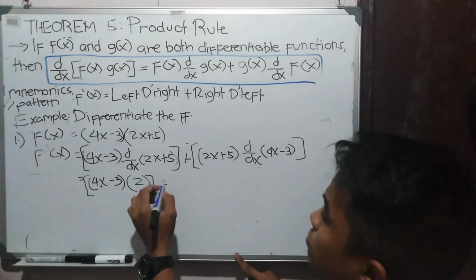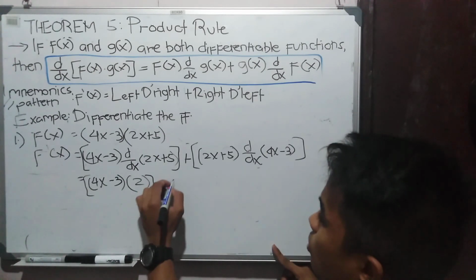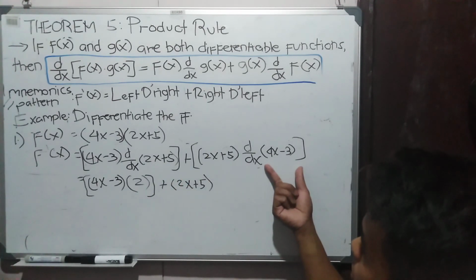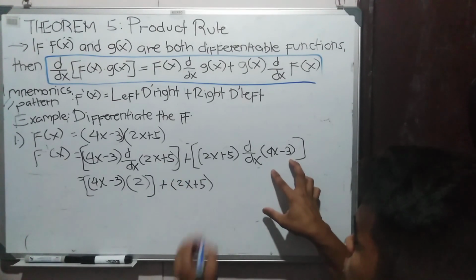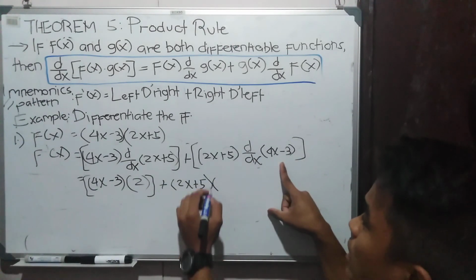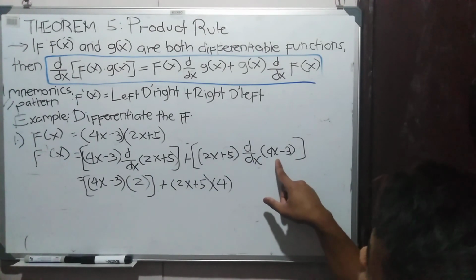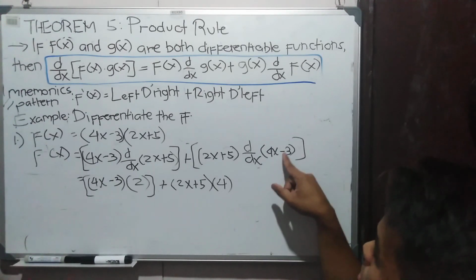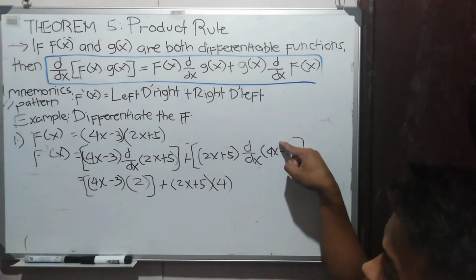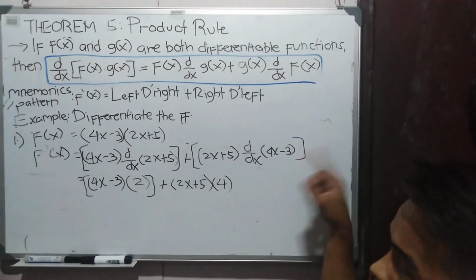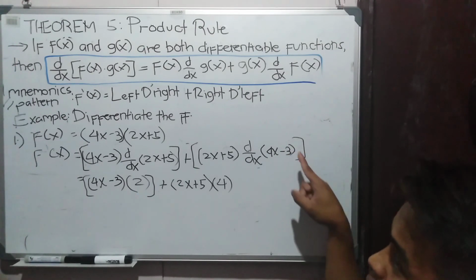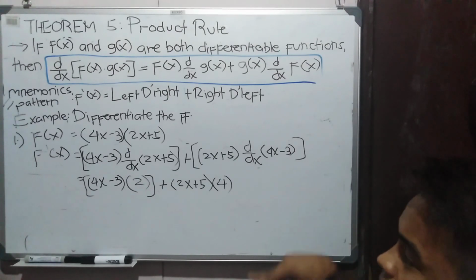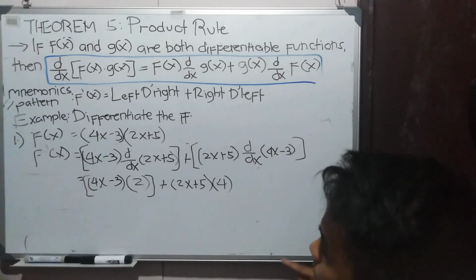Then plus, okay, copy lang natin to. We have 2x plus 5 multiplied by the derivative of 4x minus 3. So kunin natin yung derivative ni 4x, obviously that will be 4 na lang ang matitira. Bakit? Okay, applying the power rule or multiple constant rule. So we have ang ating exponent ay 1, kung ibababa ko 4 pa rin, then 1 minus 1, 0. So x raised to 0, 1 times 4, kaya natin 4. Then minus 3, ang derivative ng constant ay laging 0. Kaya 4 na lang ang matitira.